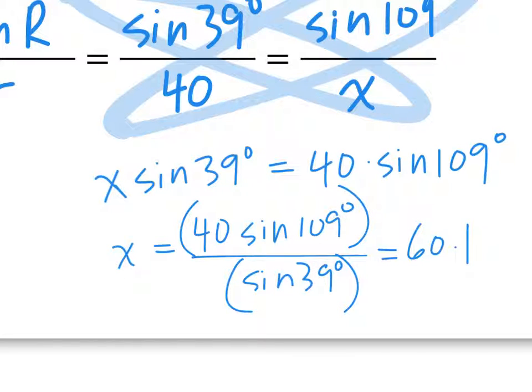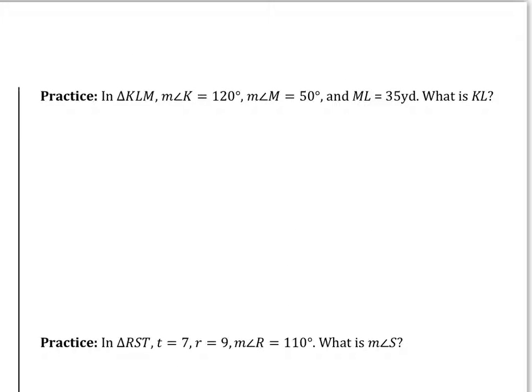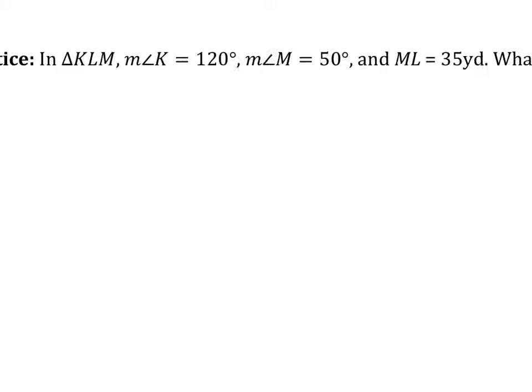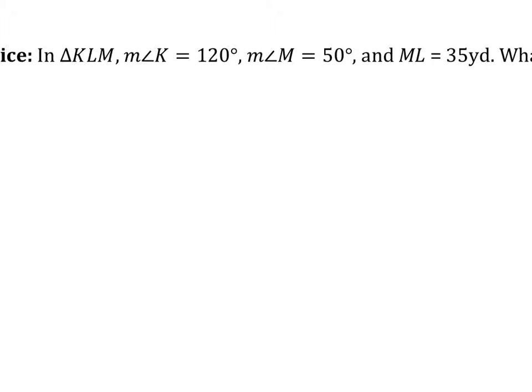Okay, let's have you guys try one and then we call it a day. Triangle KLM. K is 120 degrees, M is 50 degrees, and ML is 35 yards. What is KL? Go ahead and figure this out. Let me know when you're done. Okay, the answer is about 30.96.